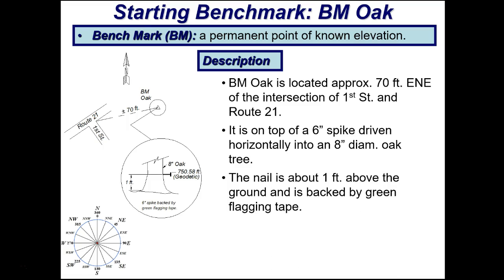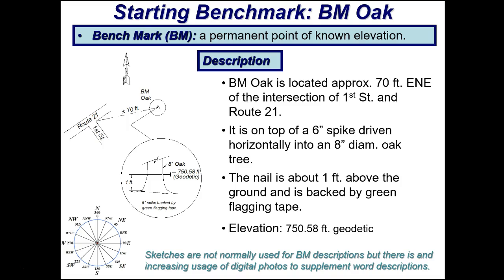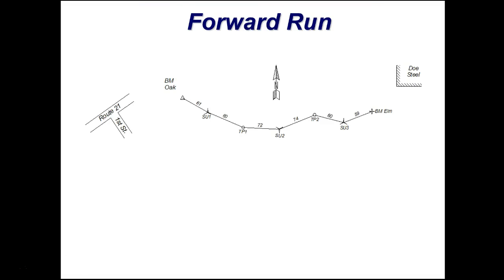Okay, so those verbal cues and directions are important, so we need to have that information in there. You might even take a picture of it if you have to, but some kind of good description needs to be in our field notes so that we can locate where we started. So now we're getting ready to do our forward run. We're starting over right here at this benchmark oak tree, and we're working our way forward to our elm tree.